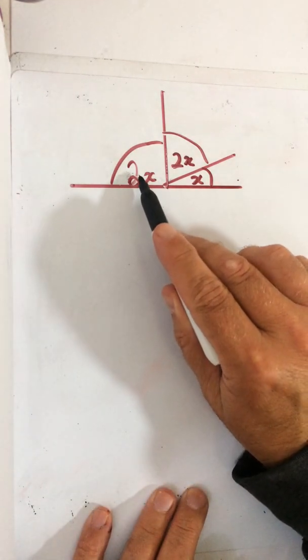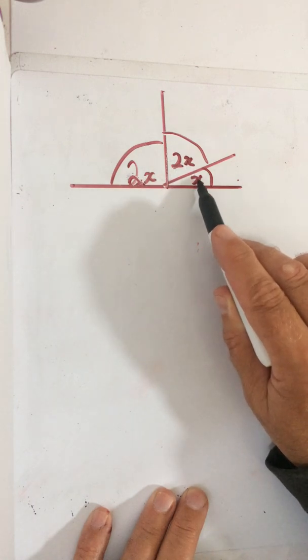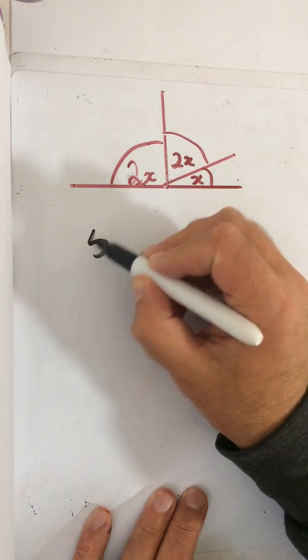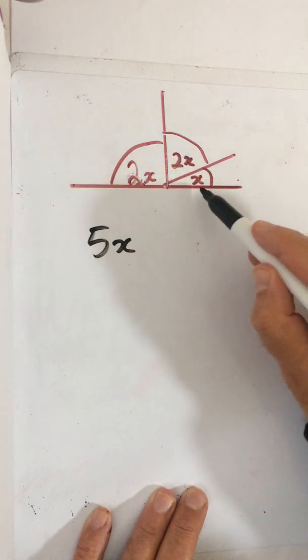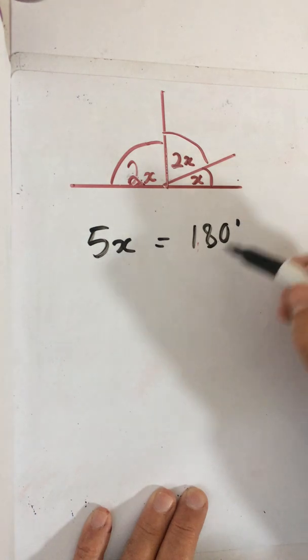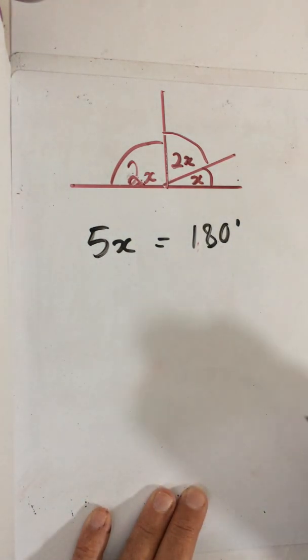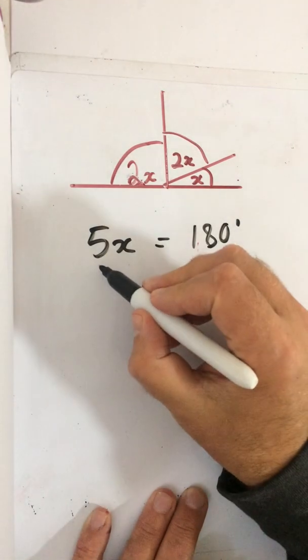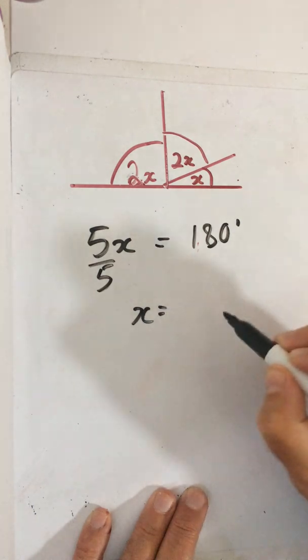Okay, let's add up all the x's. 2x and 2x is 4x and 1x is 5x. So all the x's add up to 5x. And the angles on a straight line, we know are going to equal 180 degrees. Okay, so that's the equation for it. Now we need to find the value of x. So we need to divide this by 5 to leave us with x on this side.